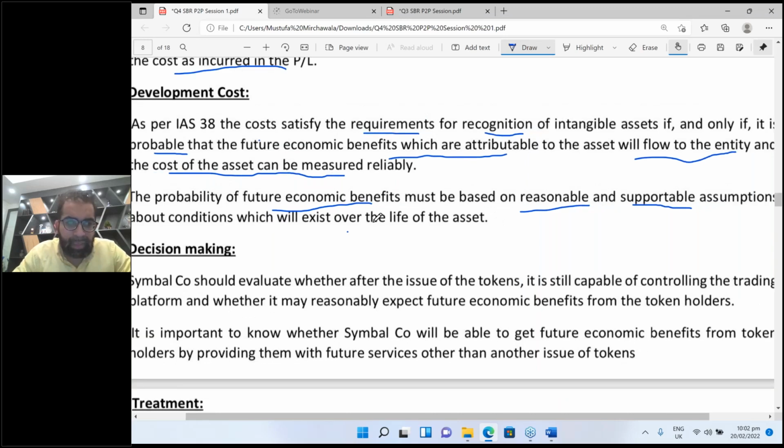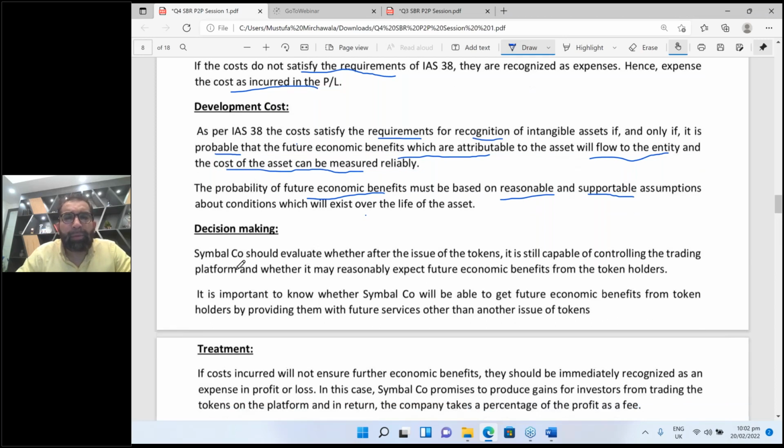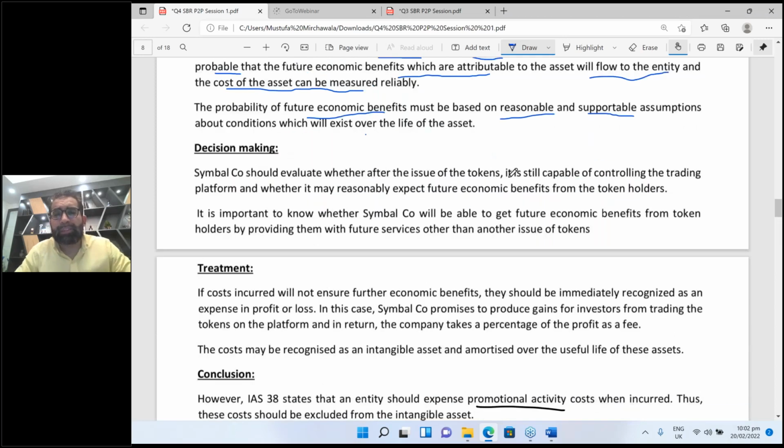Now, decision making. Symbol company should evaluate whether after the issue of the tokens it is still capable of controlling the trading platform, and whether it may reasonably expect future economic benefit from the token holders. If yes, it is important to know whether the company will be able to get future economic benefit from token holders by providing them with future services other than issue of tokens.